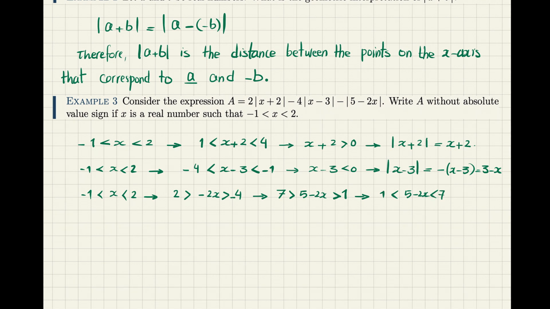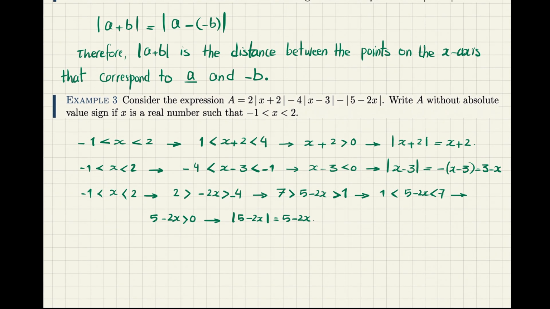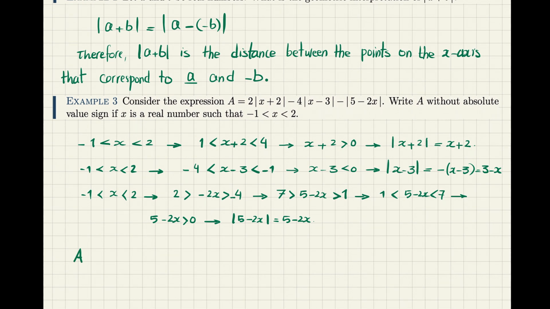I don't care about where it lies. I care about whether it is positive or negative. But of course then it becomes clear that 5 minus 2x is positive. And then this means that the absolute value of 5 minus 2x is equal to itself. Okay? So therefore, the a that I am looking for is equal to, here I have a 2. Absolute value of x plus 2 is equal to x plus 2.